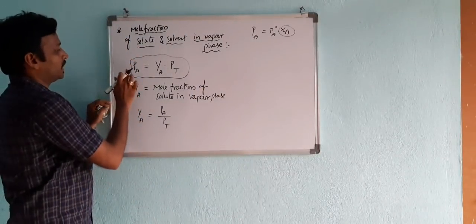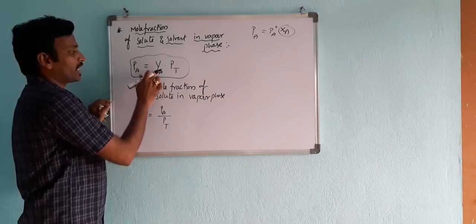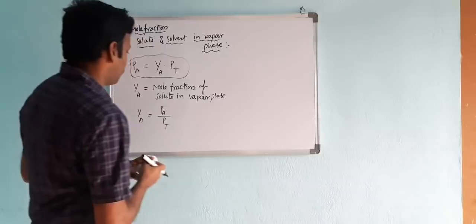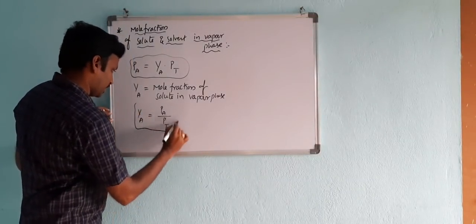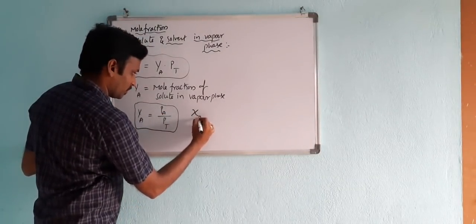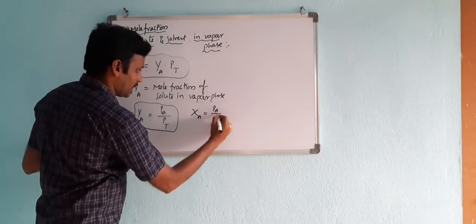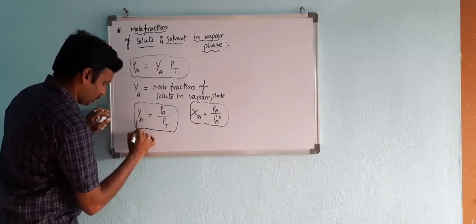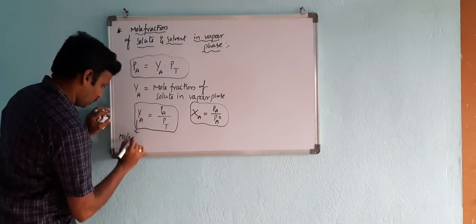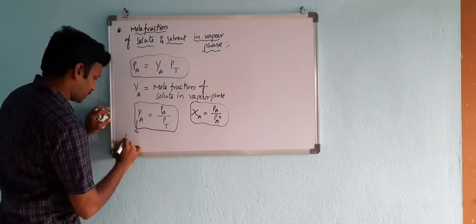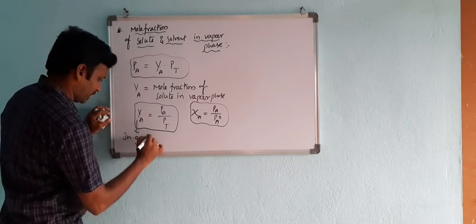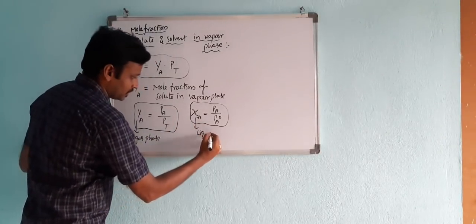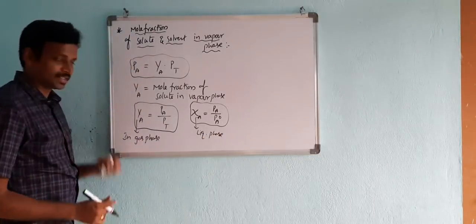When the vapor phase is asked, PA is equal to mole fraction of A into P total. Just revise states of matter, Dalton's law you have. I am repeating. So this is one relation what you have, and mole fraction of A, that is PA by PA naught. This is mole fraction, I have written already. This is mole fraction in gas phase or vapor phase, and this is the mole fraction of same A but in liquid phase. Difference you must understand.